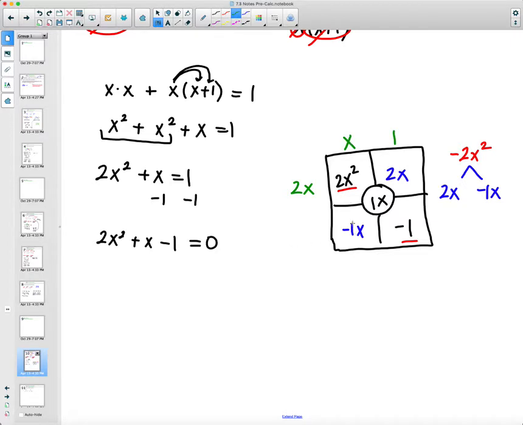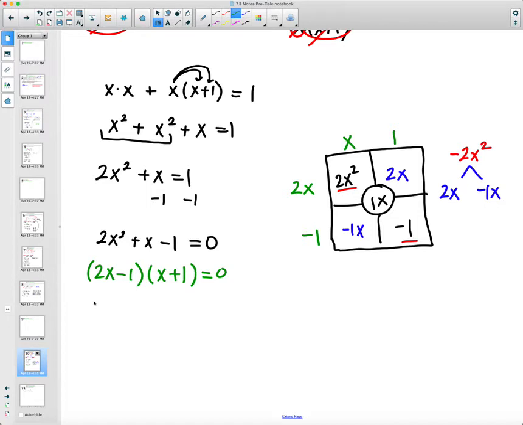And then for this box, it's going to be x times negative 1, which gives us negative 1x. And then I like to just check to make sure that this last box is matching. So when I multiply negative 1 times 1, does it equal this? That way I know if I'm correct. So negative 1 times 1 is negative 1. So we're good. So this factors to 2x minus 1 times x plus 1.